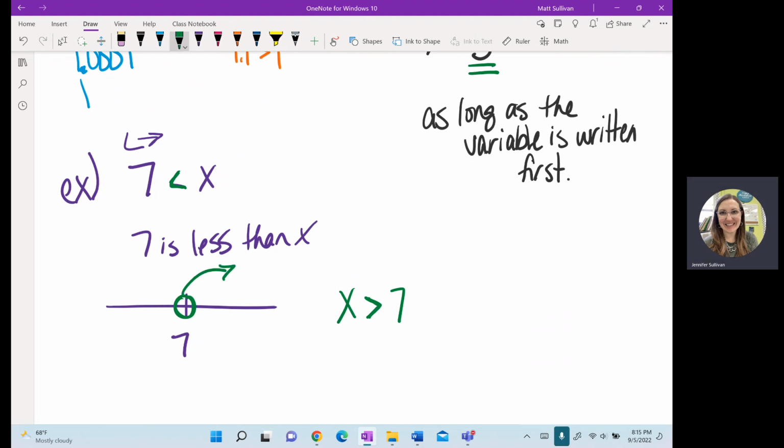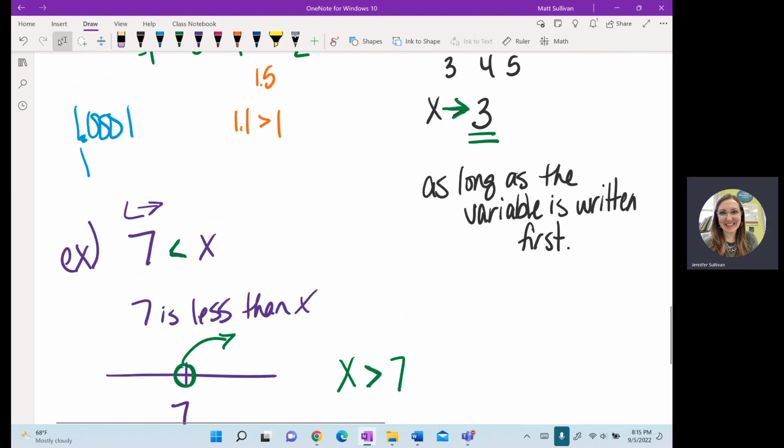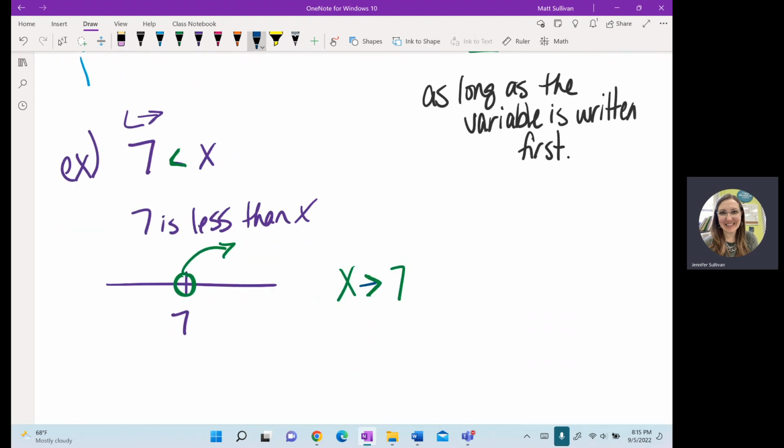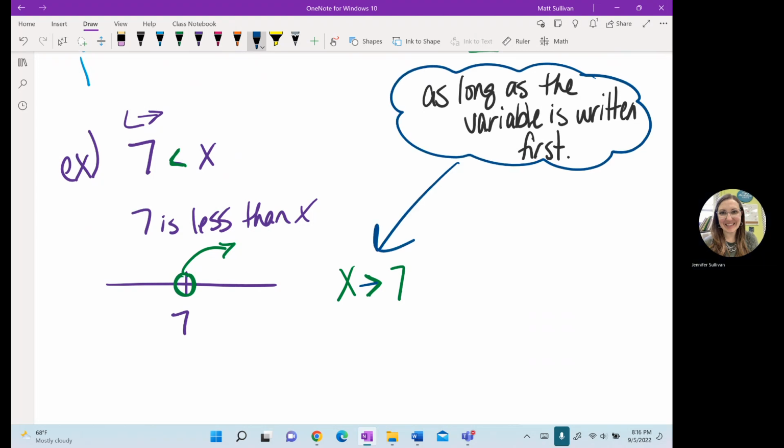So greater than points to the right. So if you're going to use the arrow trick by looking at the inequality symbol to tell you which direction to shade, you have to have the variable written first, okay? The variable has to be written first.